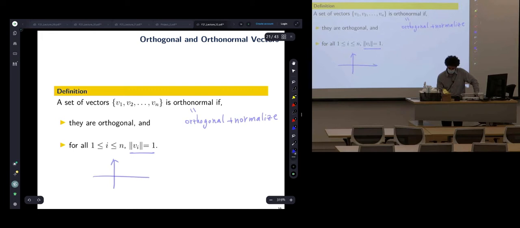In 2D, we had i and j, for example, right? i was 1 and 0. This is very common in physics. Sometimes in math too, but mostly in physics. In 3D, we can have x, y, z. And you can have i, j, k.